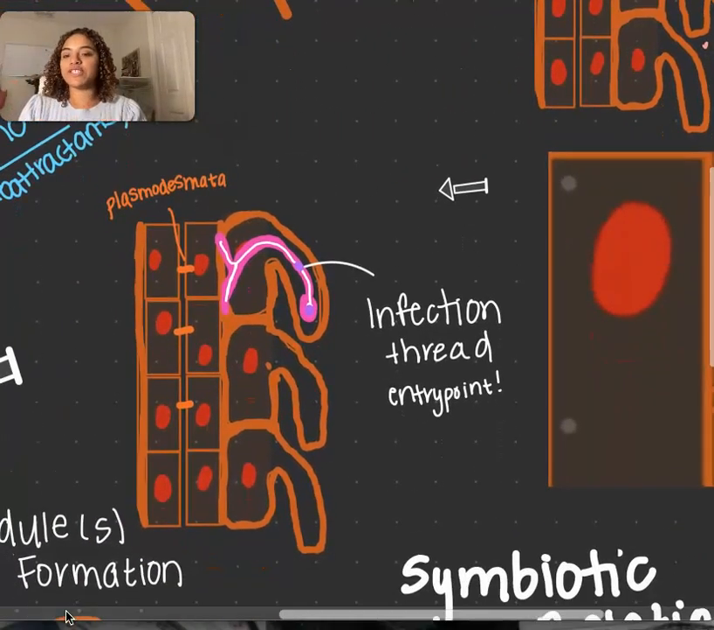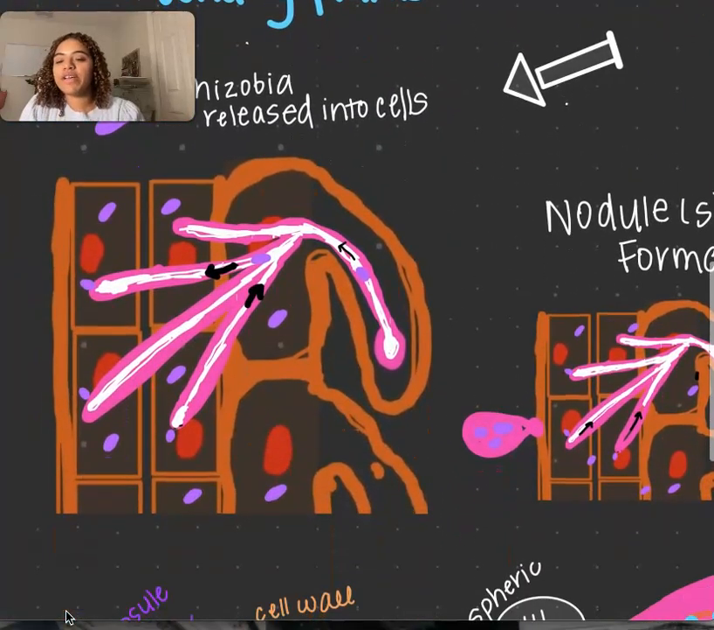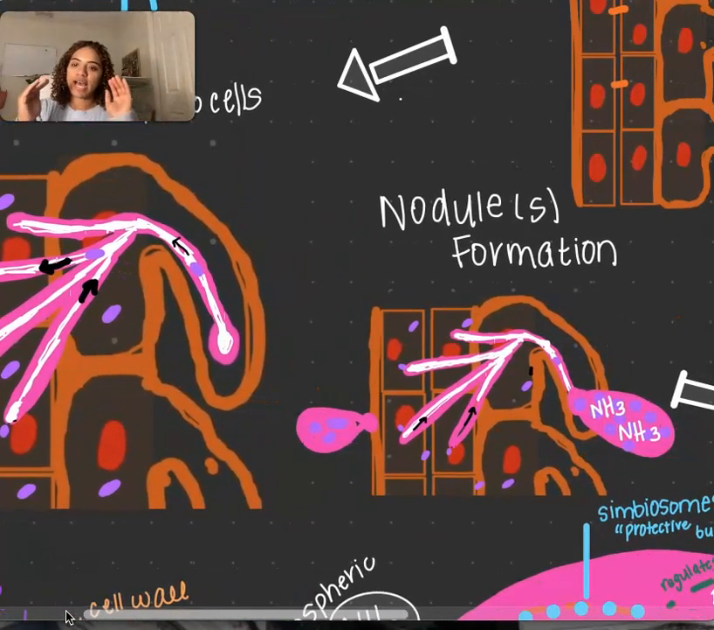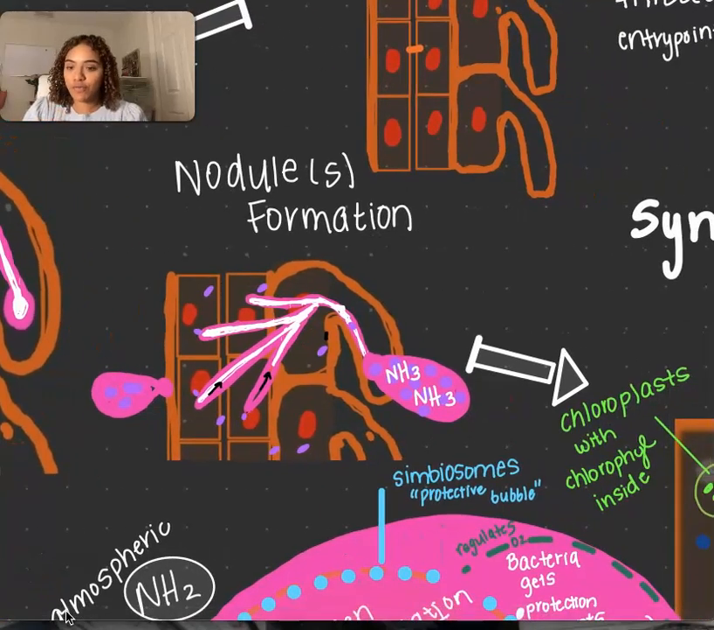So we start with an infection thread, a little dot that spreads like an octopus. It's a tunnel-like structure, an entry point, the beginning of the journey of these little bacteria. Then the infection thread gets bigger, and the rhizobia are released into all the cells. And then you can see how little by little the nodule starts forming, and how there's ammonium in there.